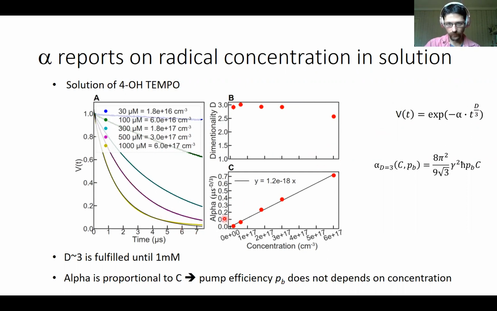The second thing to look for is that alpha is completely proportional to your spin concentration. And so if you look at this equation, what it means is that PB, which is the pump efficiency, is actually independent of your sample. It's independent of the concentration of your radical. And then what we can do is, by measuring alpha, we have a complete readout. We have a direct measurement of your spin concentration.